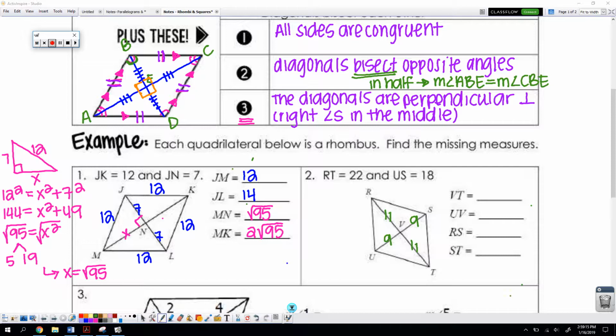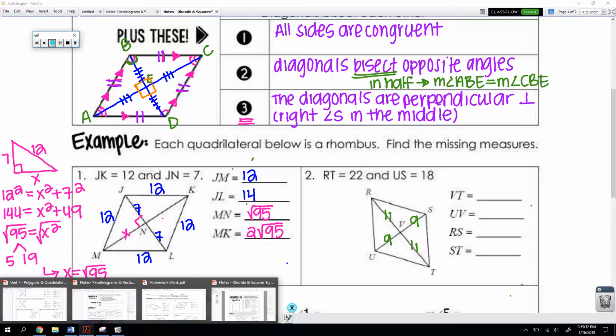All right, so all I've done is go through, and it says RT is 22, so I divided it up into 2 parts of 11 each because they match. And then US has been divided up into 2 parts, so 9 and 9 for a total of 18. So let's see what things they ask us for, because maybe we don't have to do the Pythagorean theorem.